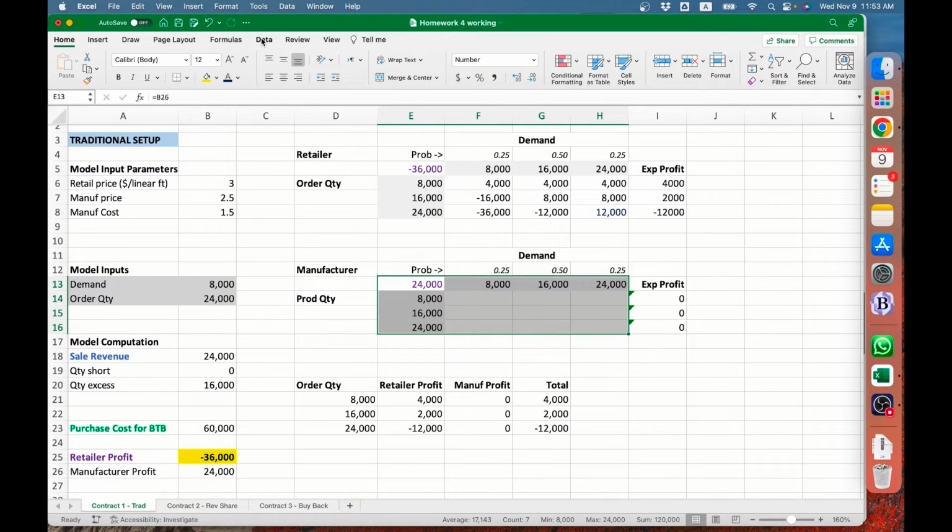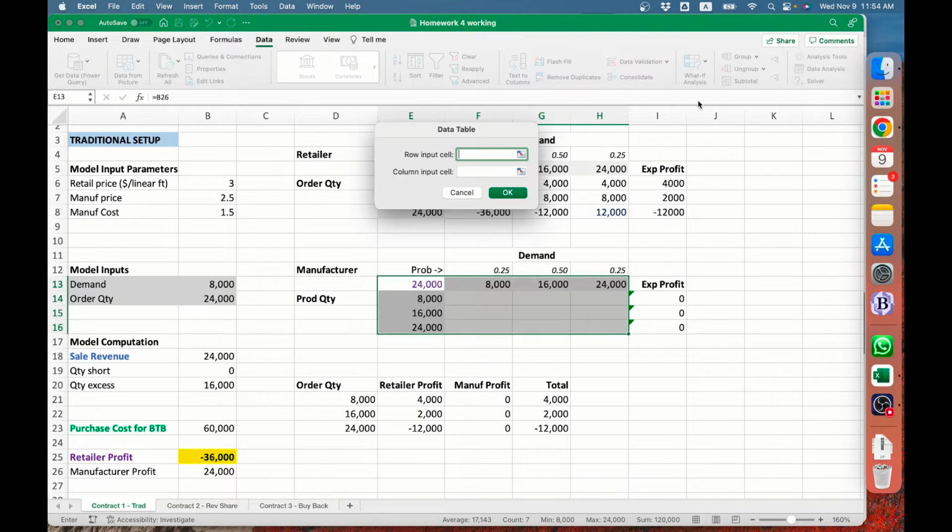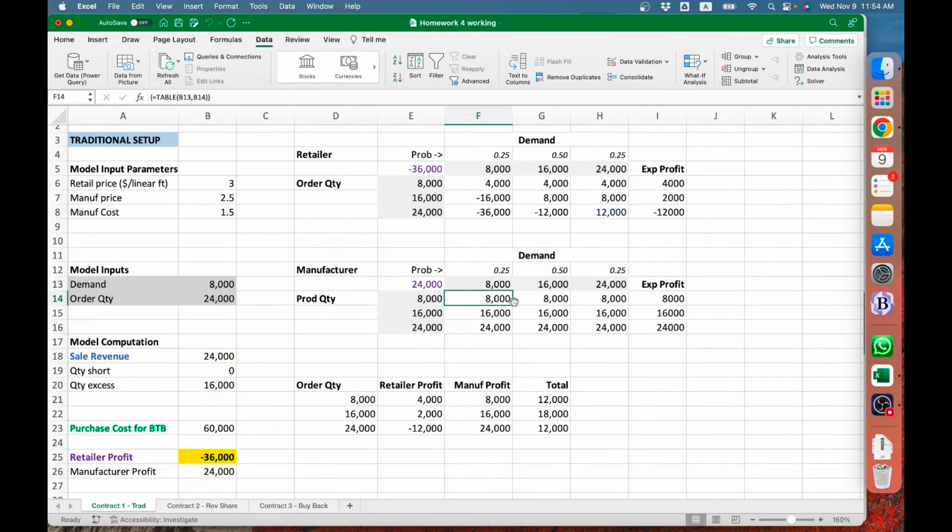We go to data, what-if analysis, data table. Row, we have the demand. Which cell takes the demand? That's this cell. We plug in the demand. And then the column, we have the production or order quantity. Which cell takes the order quantity? That is this cell right here. And here is our profit.